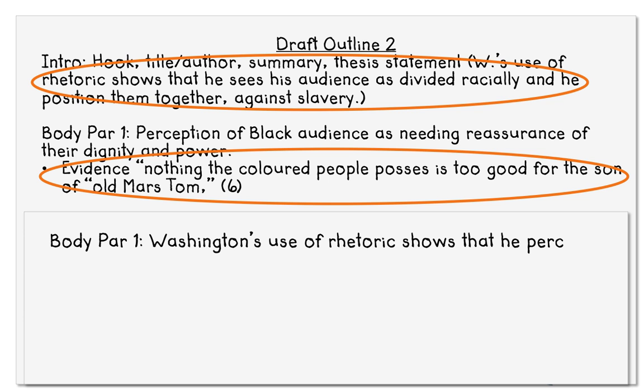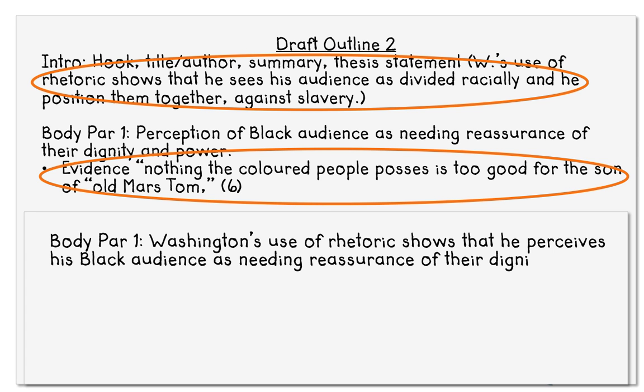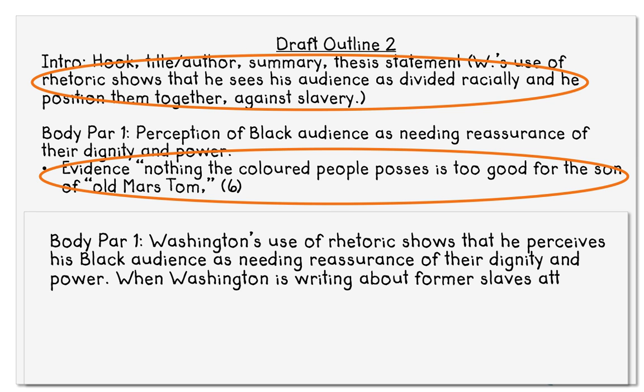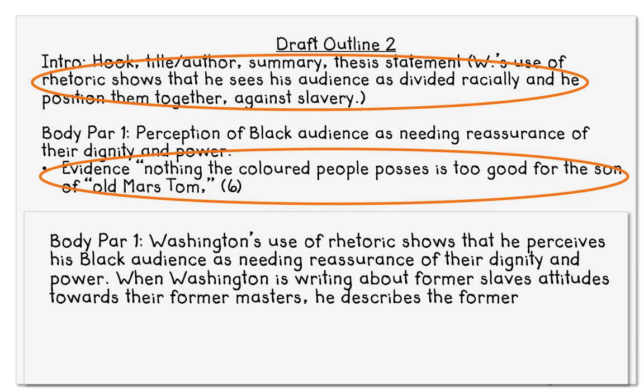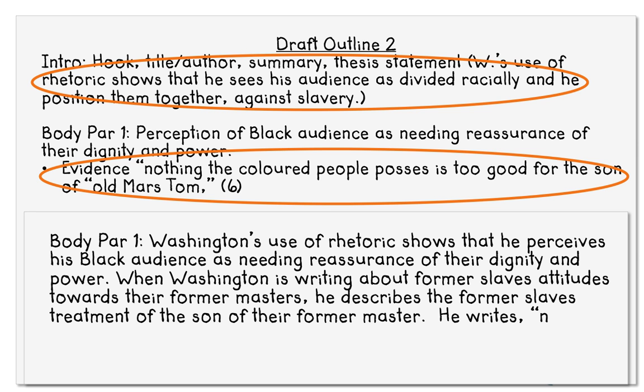This is where we're doing the context, a topic sentence and then the context, in order for my reader to understand the point of my essay in general, right? So I'll begin with a topic sentence like this. Washington's use of rhetoric shows that he perceives his black audience as needing reassurance of their dignity and power. So there's my topic sentence. That's going to tell my reader what the whole paragraph is going to be about. The next step then is to set up the quotation, to give context.